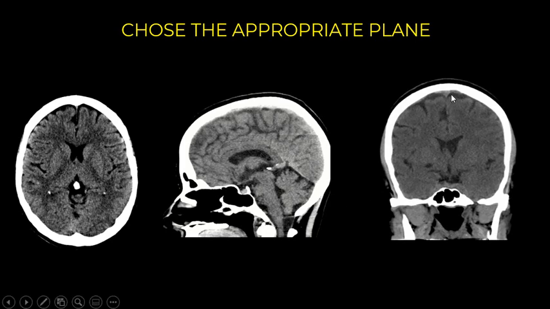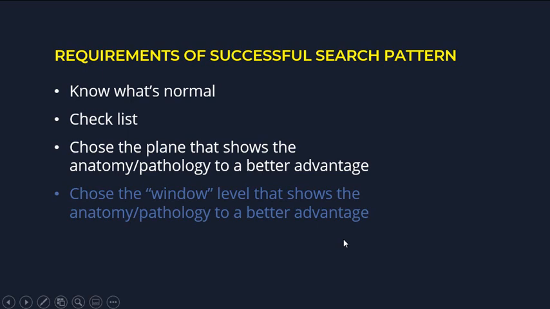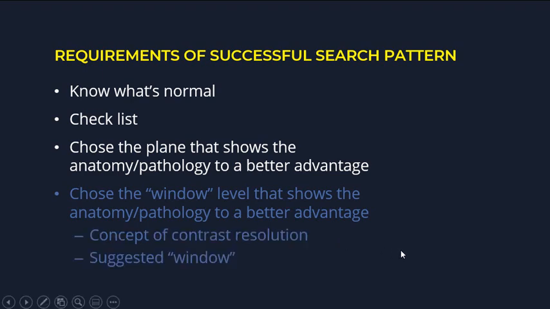Coronal plane provides, among many other things, great evaluation for the dural venous sinuses. You will find a significantly hard time evaluating the superior sagittal sinus on the sagittal plane or an axial plane. So you go through your checklist and see which structure should be evaluated best on what plane. And last but not least is choosing the window level that shows the anatomy or pathology to a better advantage. And here we're going to take a minute or two to describe the concept of contrast resolution, and I will give you some suggested window levels for evaluation of CT scan of the brain.